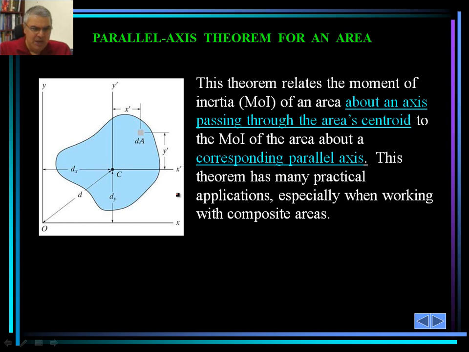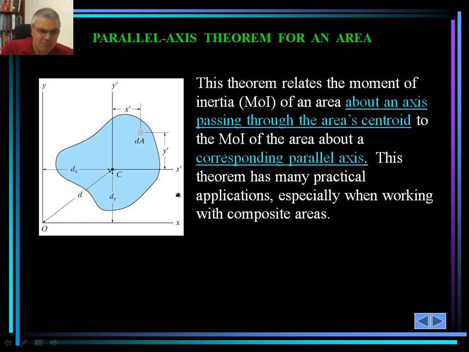Here is a generic version that involves more math and physics than anything else. This theorem relates to the moment of inertia of an area about an axis passing through the area's centroid. So, in order to determine the MOI, or moment of inertia, of the area about a corresponding parallel axis, not just the centroid, but having another axis, then we need to use this parallel axis theorem.